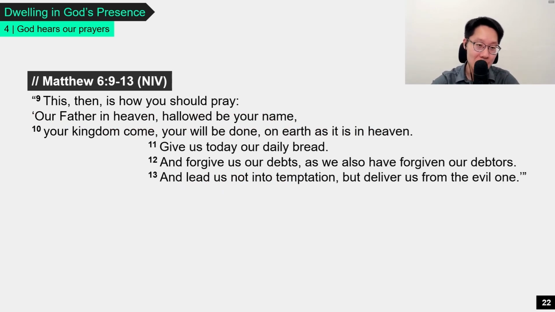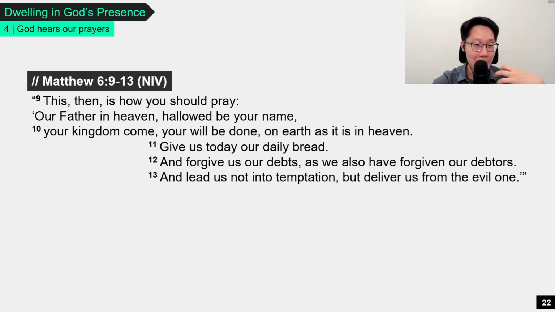In Matthew chapter 6, verse 9 to 13, we are actually given a prayer pattern to follow. "This then is how you should pray. Our Father in heaven, hallowed be your name. Your kingdom come, your will be done on earth as it is in heaven. Give us today our daily bread, and forgive us our debts as we also have forgiven our debtors. And lead us not into temptation, but deliver us from the evil one."